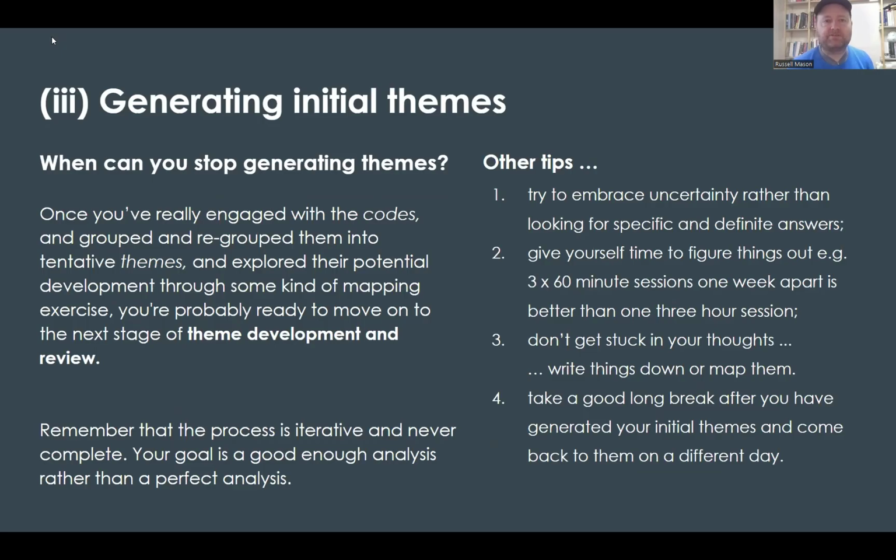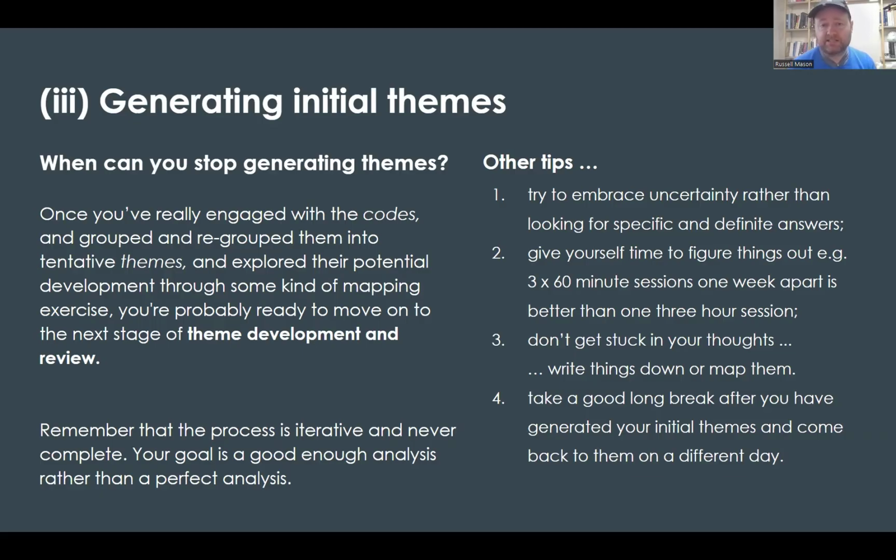Okay, so when can you stop generating the themes? A good question. You can stop generating the themes once you've engaged with the initial codes, grouped and regrouped them into tentative themes. You've explored their potential developments through some kind of mapping exercise. You're probably ready to move on to the theme development and review stage. So at this point, I would definitely take a break and come back to the review and development stage after you've given yourself some distance from the initial theme generation stage.